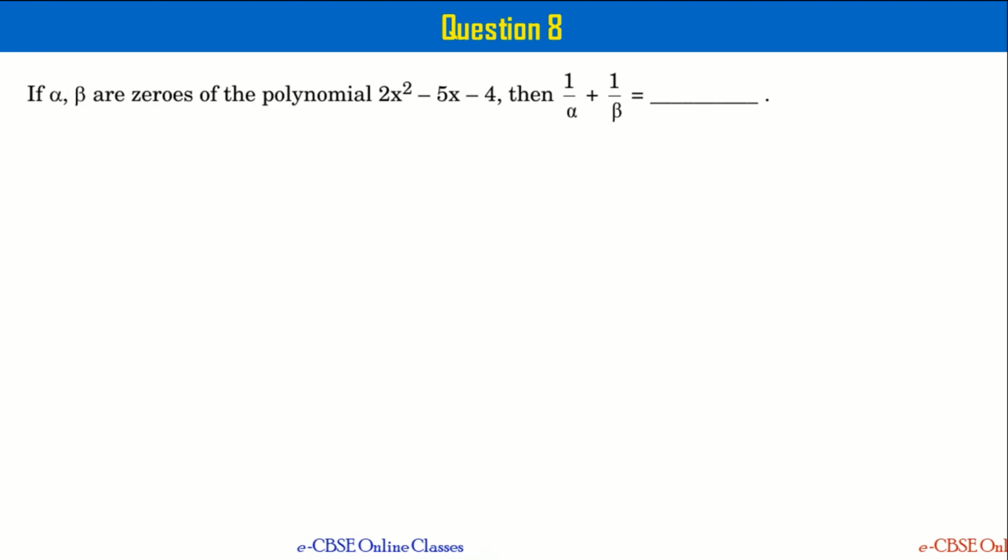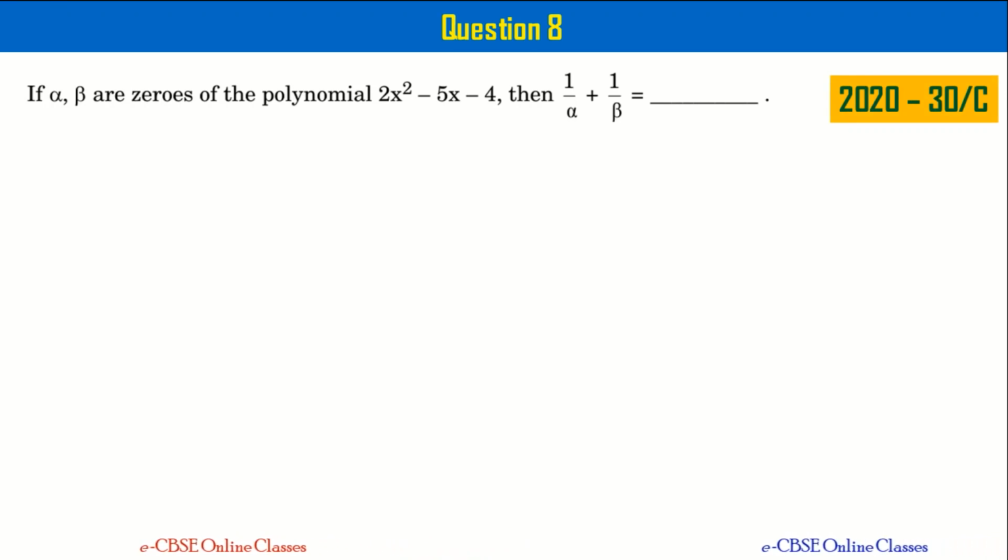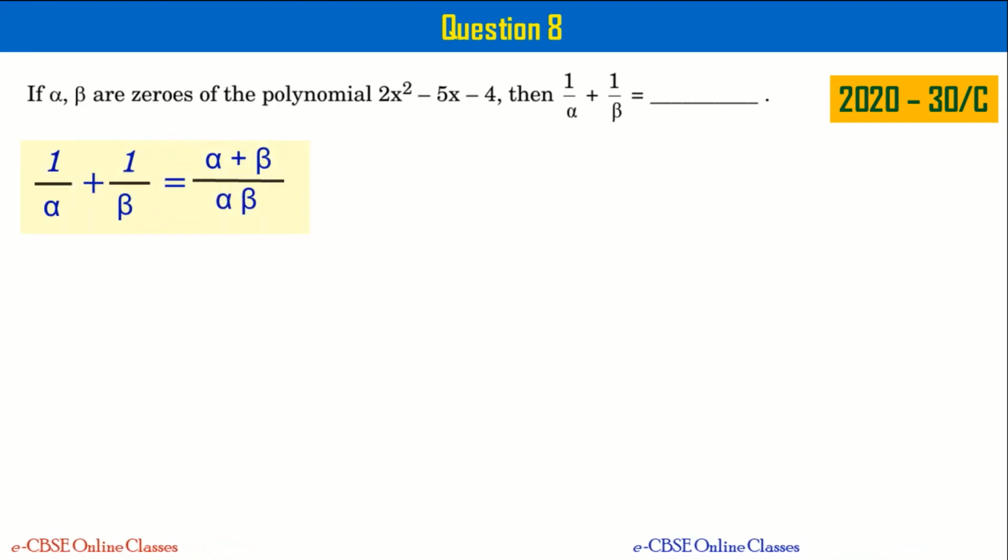If alpha and beta are zeros of the polynomial 2x square minus 5x minus 4, then what is the value of 1 by alpha plus 1 by beta is the question. This is from year 2020 compartment exam. We know that 1 by alpha plus 1 by beta can be written as (alpha plus beta) divided by alpha beta, right? When you see this expression, you say that, okay, the numerator is talking about the sum of the zeros of the polynomial 2x square minus 5x minus 4. And the denominator is talking about the product of zeros of the given polynomial, right?